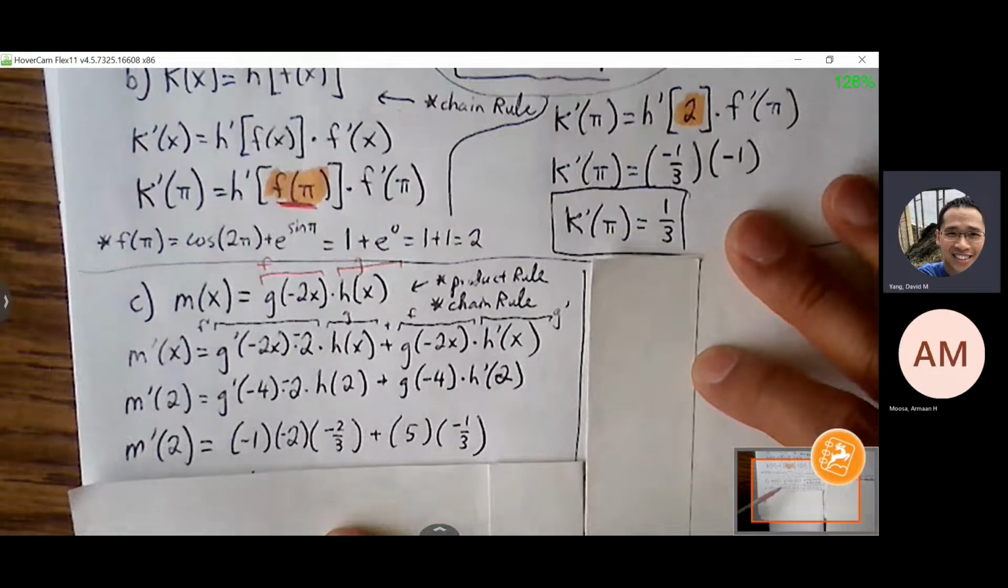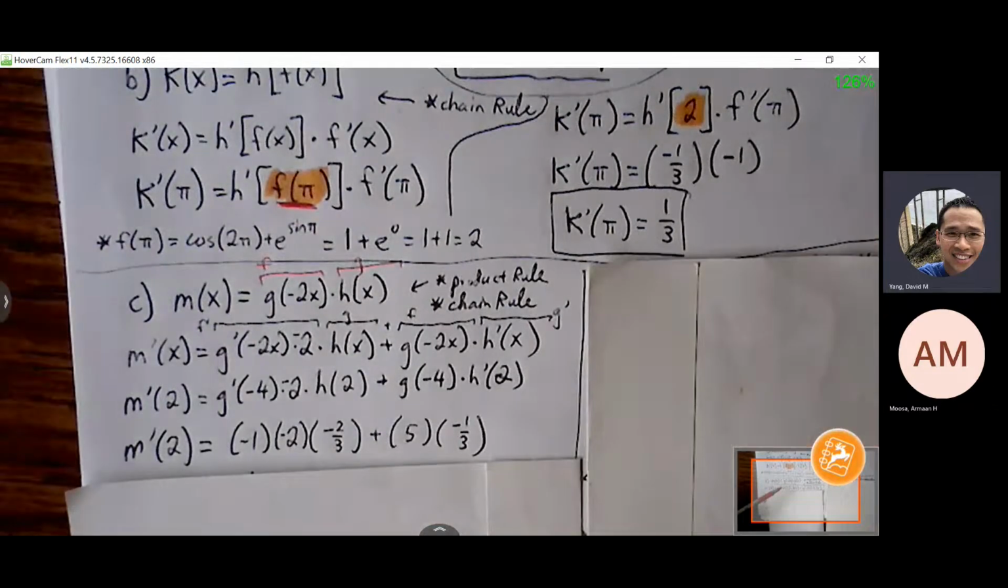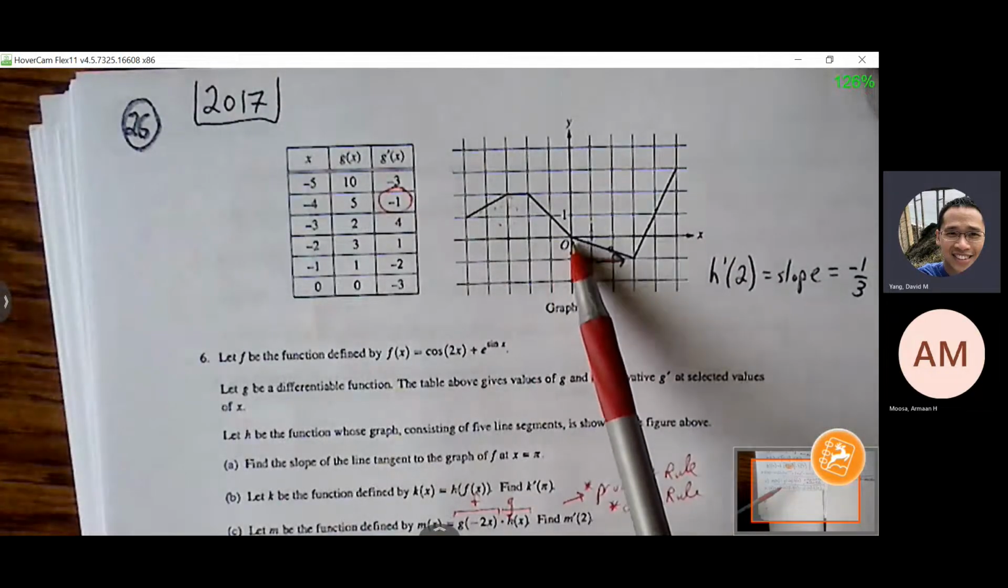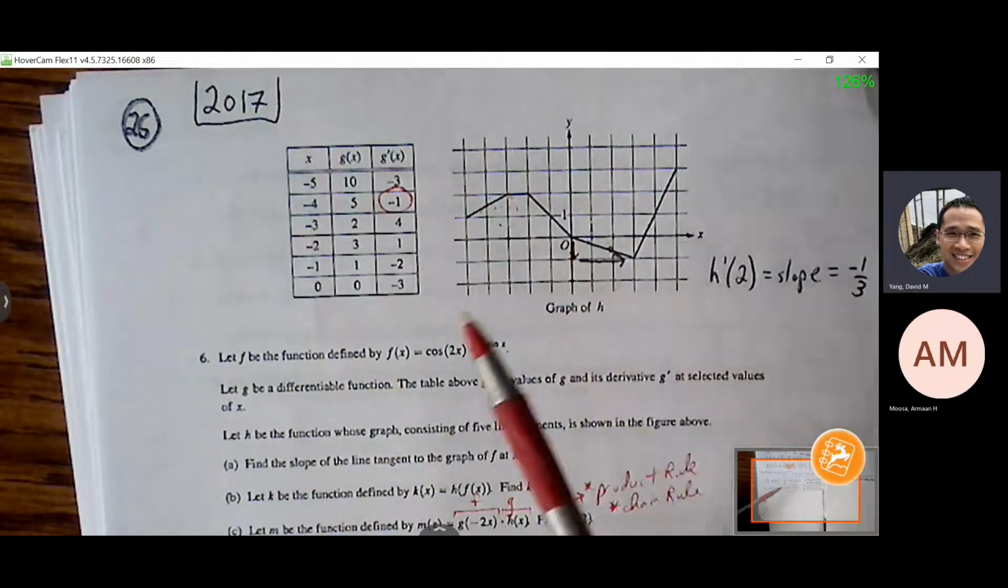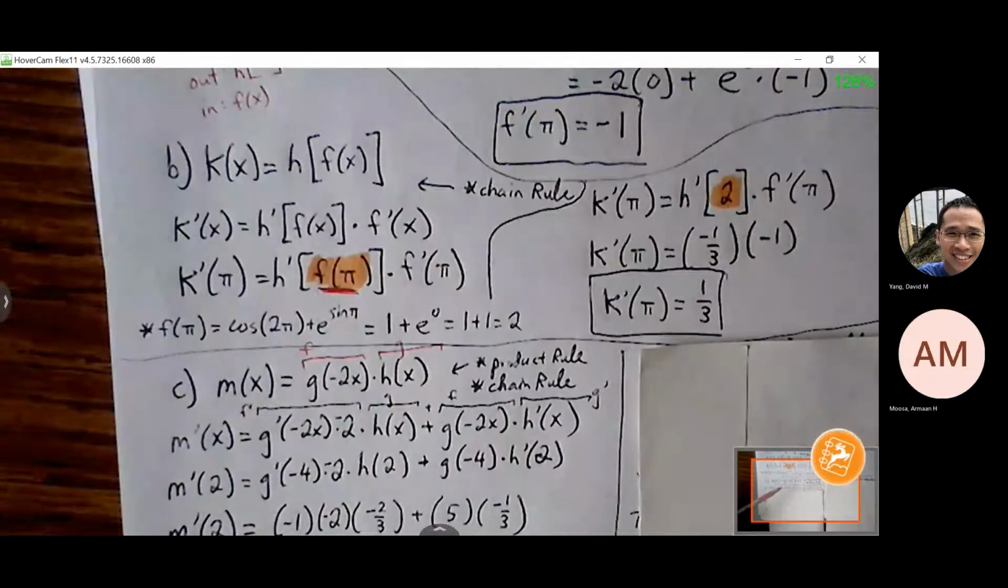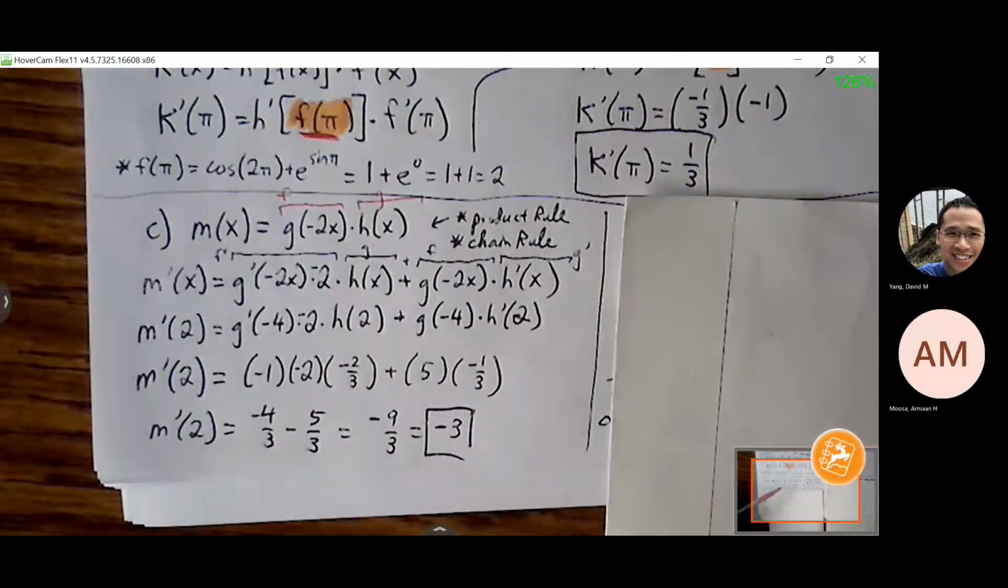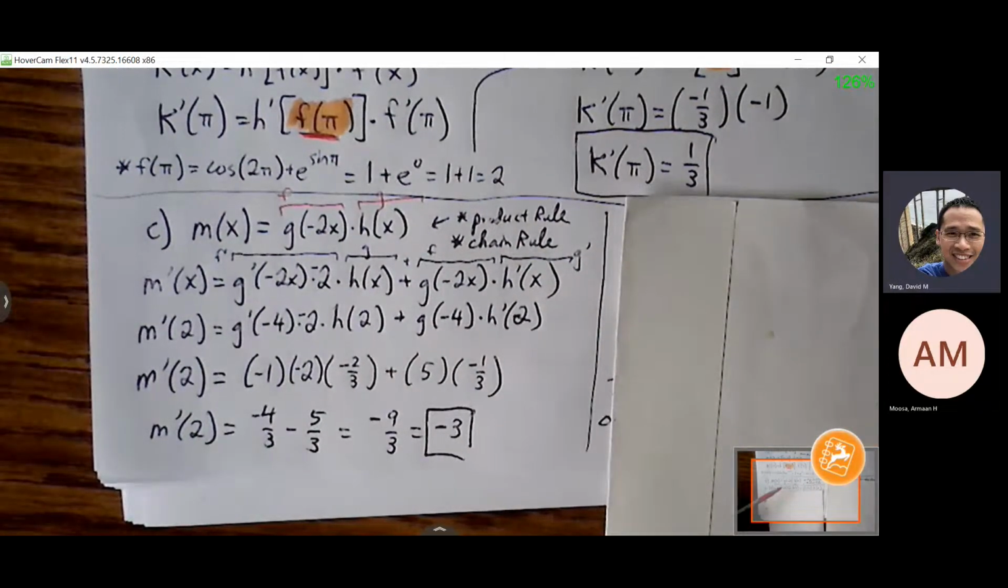G of negative 4 is just from the table, which is 5. And then h prime of 2 is the slope of the h graph at 2. We can just do rise over 1. The slope is negative 1/3. Okay, clean all that up. We get negative 1 times negative 2 times negative 2/3, which is negative 4/3, minus 5/3, which is negative 9/3, which is negative 3.